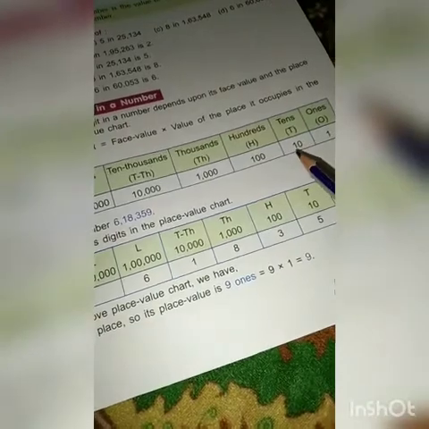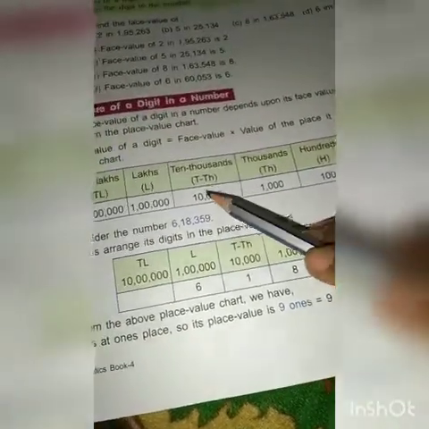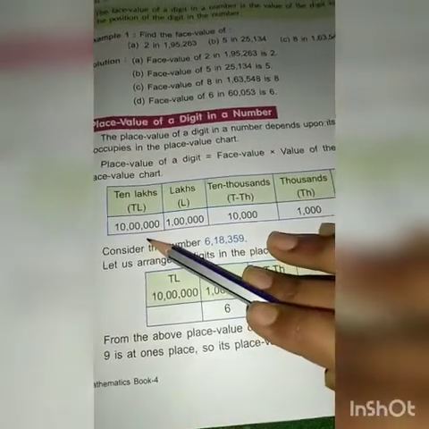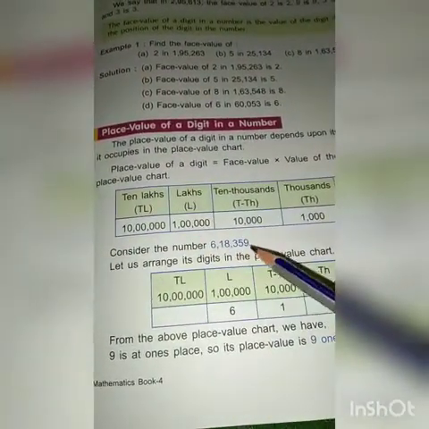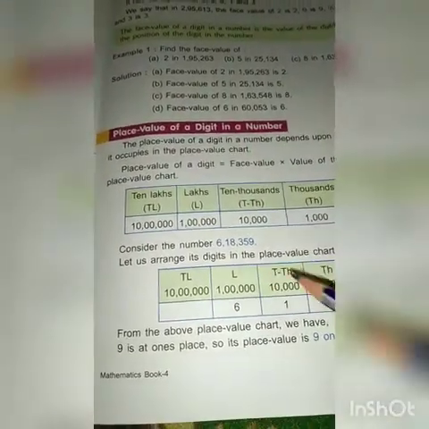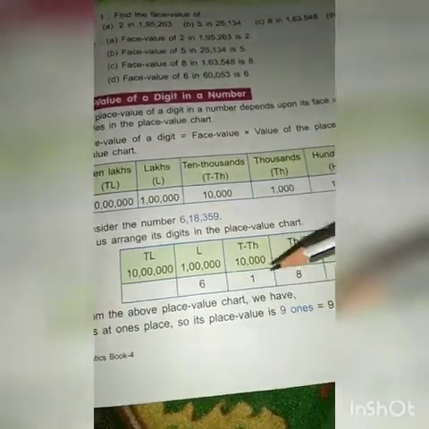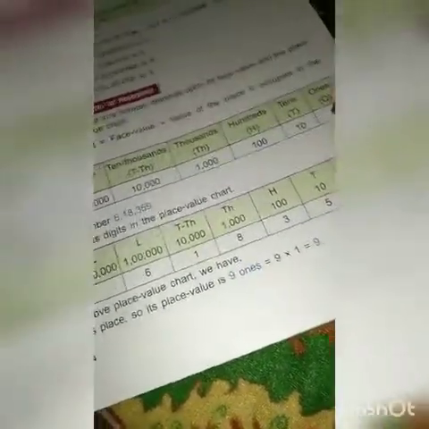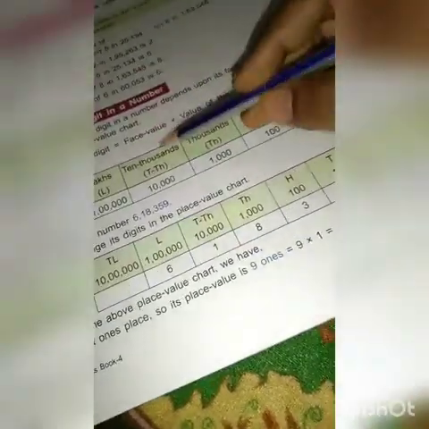Let's see in the chart. The chart is given: ones, tens, hundreds, thousands, 10,000, lakhs and 10 lakhs. Consider the number, for example, 6,18,359. Let us arrange its digits in the place value chart. This is the place value chart. You will put the digits. Suppose at the place of ones 9 is given. So you will write 9 here, 9 multiplied by 1, because face value is multiplied by the value of the place.